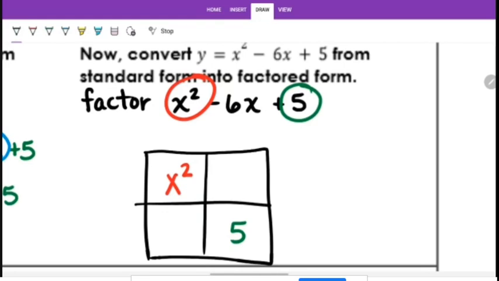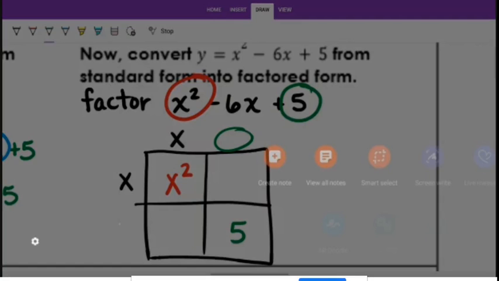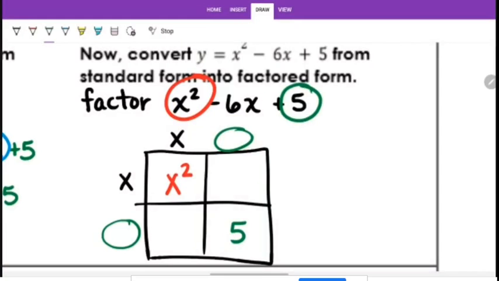We can start off by labeling the factors with x's in the front, because we know that we need x times x to give us that x squared. But now we need to figure out what's going to go here and here to multiply together to give us 5. It's a positive 5.